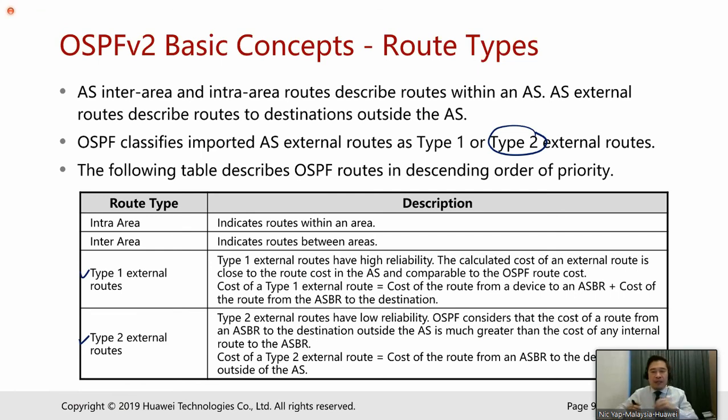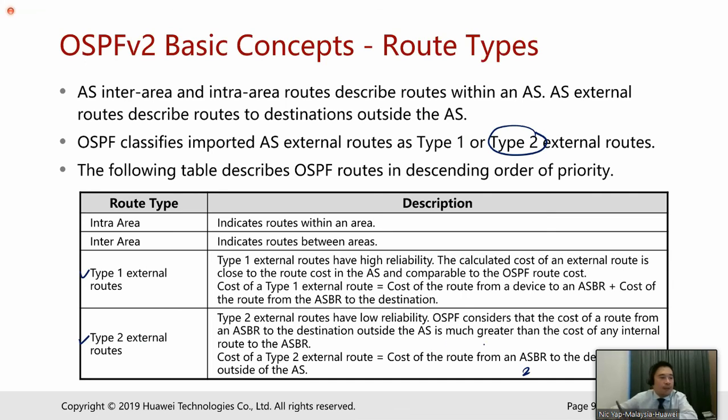After you import it, you will not see any increment of the cost. The cost will all the way be the same, the cost of what you import into OSPF. Type 2 routes have low reliability, meaning that when you have Type 1 and Type 2 together, I would prefer Type 1. Type 2 is not preferred. OSPF considers that the cost of the route from the ASBR to a destination outside the AS is much greater than the cost of any internal route to the ASBR. So the cost of Type 2 equals the cost of the route from the ASBR to the destination. It means that whichever cost you import, say a cost of 2, I don't care how far away you go, the total cost is just 2. It's not increasing anymore.